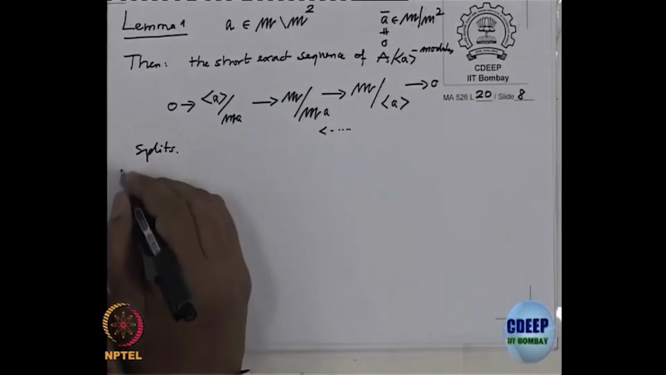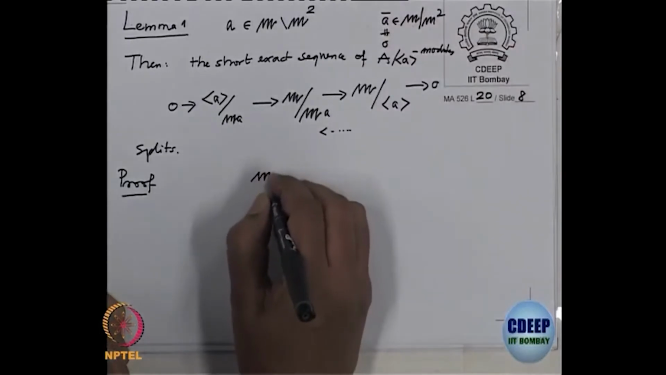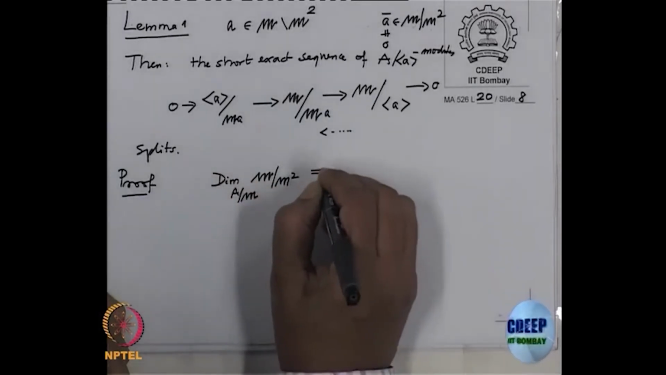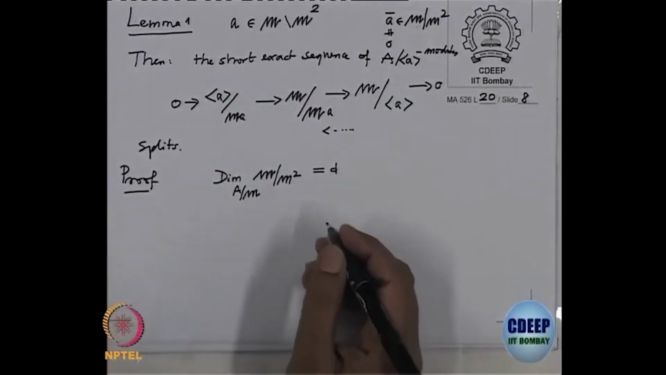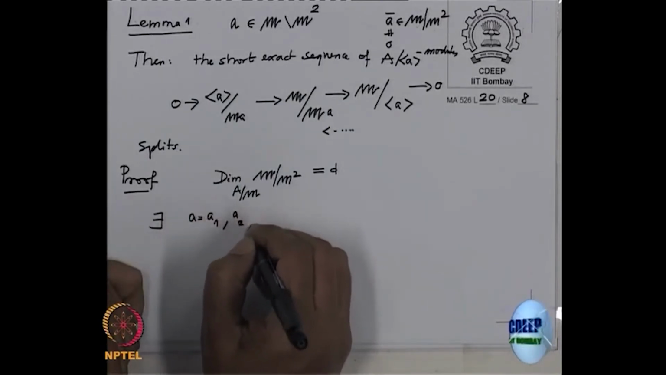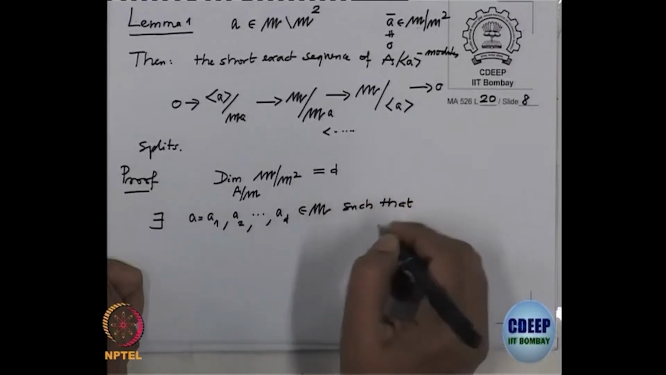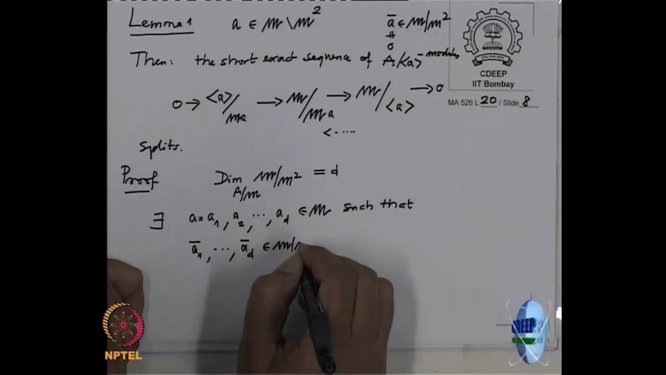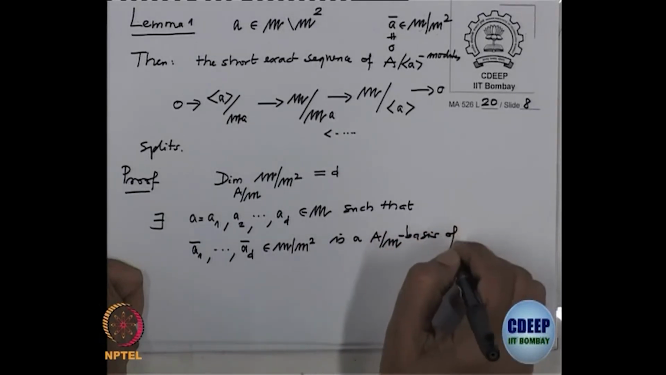So, I want to prove that splitness. So, proof. Let us call this vector space M by M square, the dimension of this vector space, let us call it D. And as I said, A is not here means there exist A1, A2, ..., AD in M such that their images A1 bar, etc., AD bar in M by M square is a basis of M by M square.